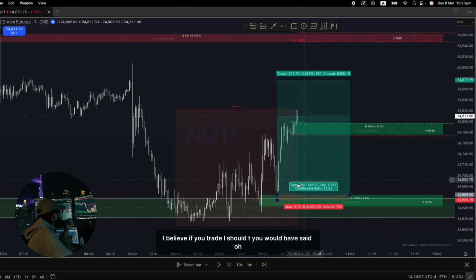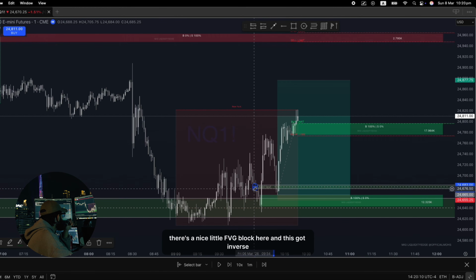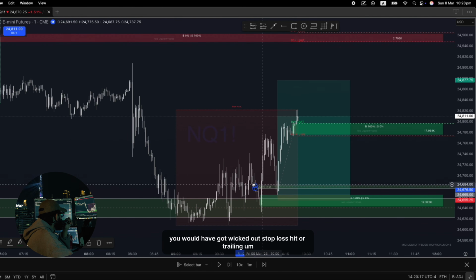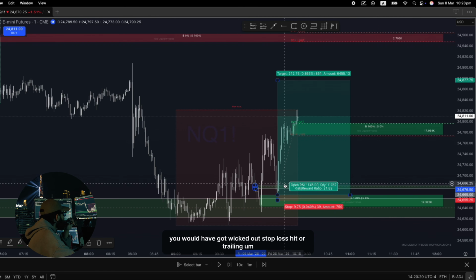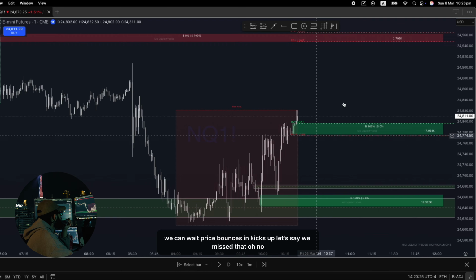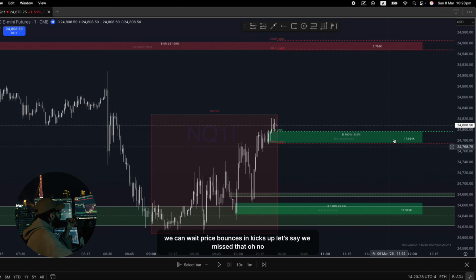I believe if you trade ICT, you would have said, oh, there's a nice little FVG block here and this got inverse, let me buy it. You would have taken 60 points. If you didn't and you tried to hold up to here, you would have got wicked out, stop loss hit, or trailing. We can wait. We can wait. Price bounces in, kicks up. Let's say we missed that. Oh no, I missed that.